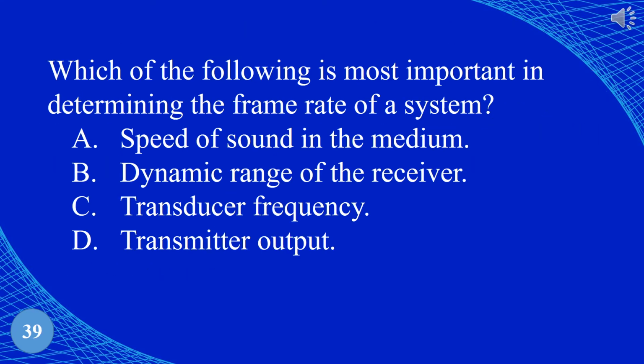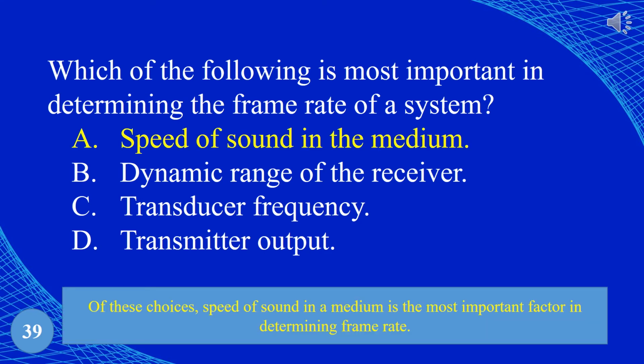Which of the following is most important in determining the frame rate of a system? A. Speed of sound in the medium. B. Dynamic range of the receiver. C. Transducer frequency. D. Transmitter output. The answer is A. Speed of sound in the medium. Of these choices, the speed of sound in a medium is the most important factor in determining frame rate.